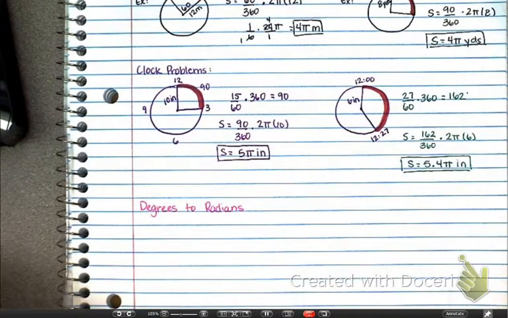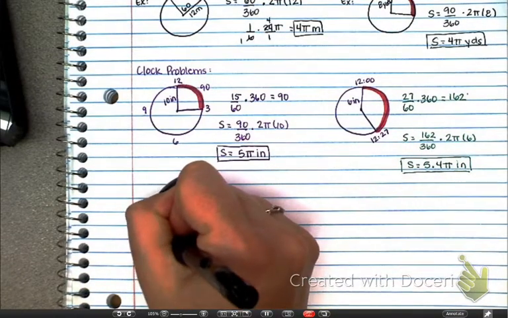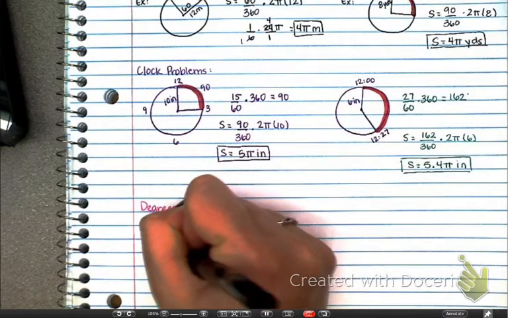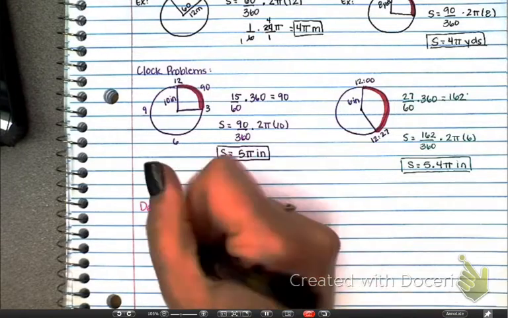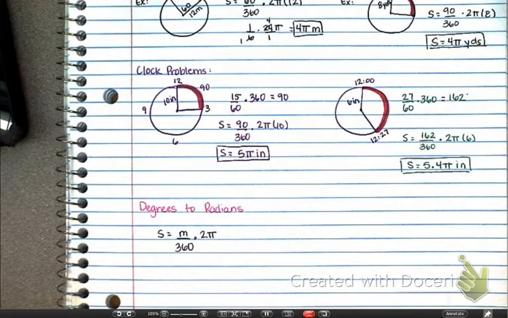So we have a new formula. It looks almost identical to arc length, but it is S equals M over 360 times 2 pi. That's it. So it's without the radius, because all we're doing is converting degrees to radians. We're not looking for the length of anything. Now this is going to be the only one where I don't want pi in your answer. Okay, so you will have to multiply by 3.14 for this problem only. Everything else you can leave pi.